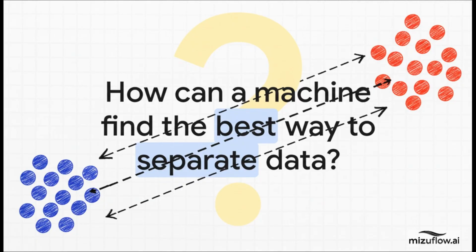Imagine you've got two groups of, well, anything. Dots on a graph, emails categorized as spam or not spam, you name it. The big question we're tackling today is this. How can a machine look at all that data and draw not just any line to separate the two groups, but the absolute best possible line?